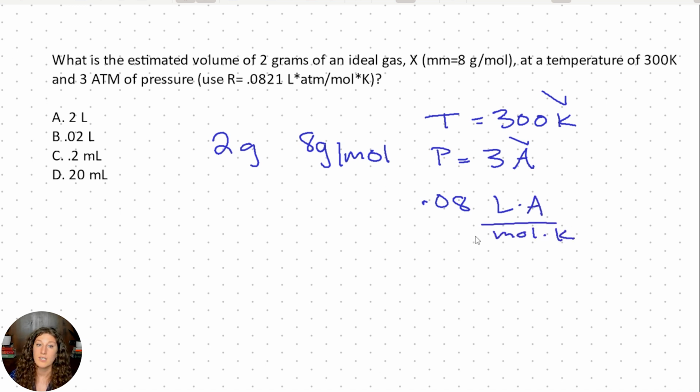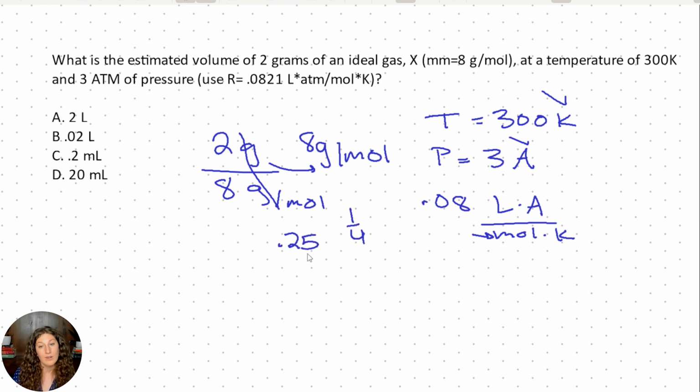All right, so the thing I'm going to need to convert here is moles, because I only have grams. I'm going to go ahead and do that first just so I don't forget. Whenever I'm going from grams to moles, I divide by the molar mass. So 8 grams per mole, grams cancel. 2 over 8 is going to be 1/4 or 0.25. You can write it out however is more comfortable for you. So that's going to be our moles. And again, going from grams to moles, we divide. Moles to grams, multiply. It's a good thing to get very comfortable doing.